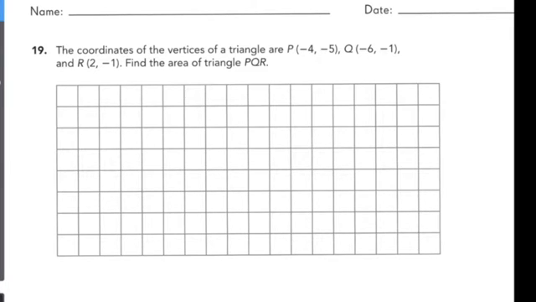Okay, boys and girls, this is our lesson 10.1, day 2. What we're going to do is create a coordinate grid, and then based on the coordinates that they give us, create a triangle, and then find the area for the triangle. So let's first make our coordinate grid.